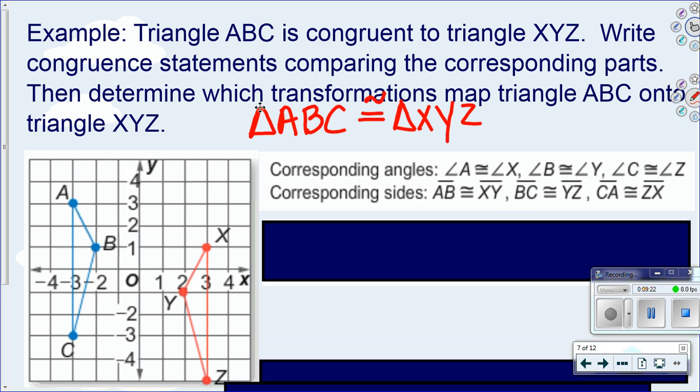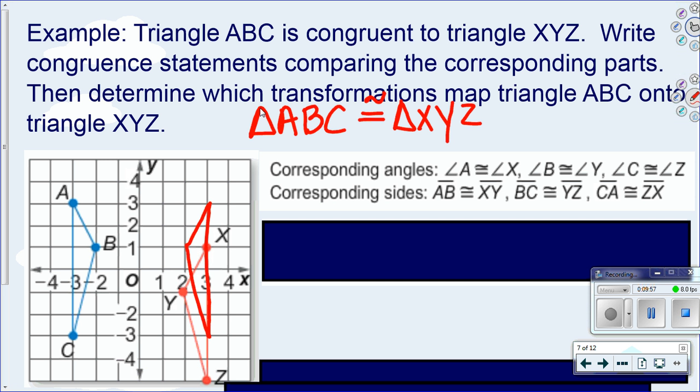Okay, are we done with this problem? No. The last thing this asks for, we need to identify which transformations were done to ABC to get XYZ. Is there one or two transformations? There are two transformations. What's the first one? Good. First thing they did was reflect it over the y-axis so that we had something like that. So we first reflected over the y-axis.